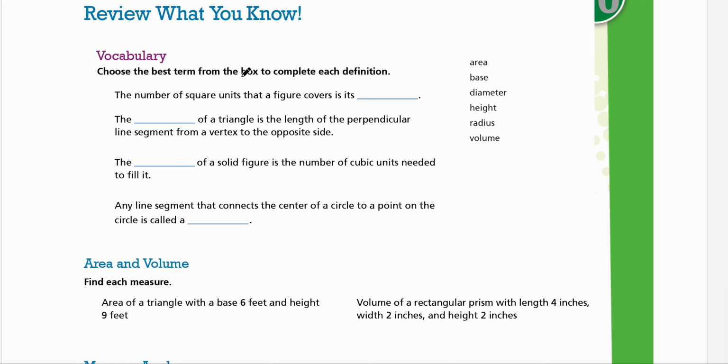The number of square units that a figure covers is its blank. So we're talking about the square units. It's 2D, right? So a 2D, what's it called? This that covers the shape. This is the area.